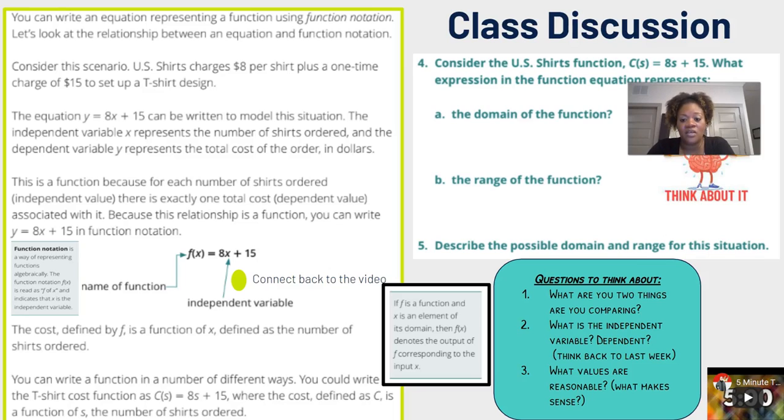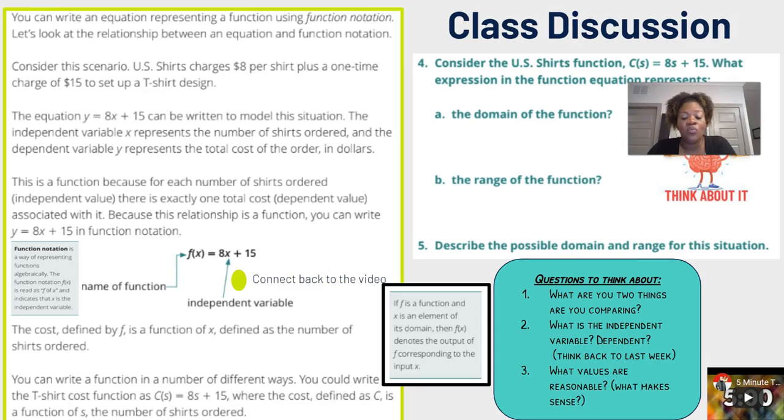Question 5 then says, describe the possible domain and range for this situation. Questions to think about as you're completing questions 4 and 5: 1, what are the 2 things that you are comparing? So in this situation, what 2 things are you comparing? Question 2 is, what is the independent variable? What is the dependent variable? If you have the 2 things you're comparing, one of them will represent independent, which is the x, and one represents the dependent, which is the y. And think back to last week when we were discussing independent and dependent with the scenarios.